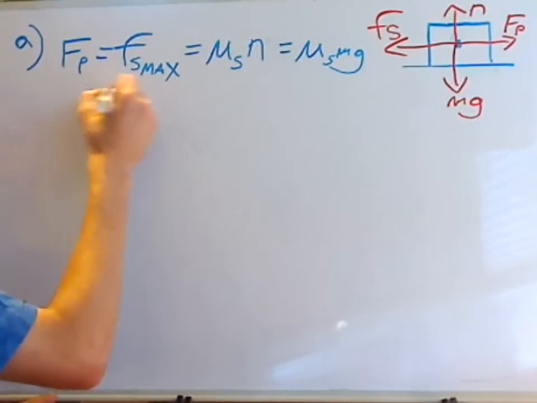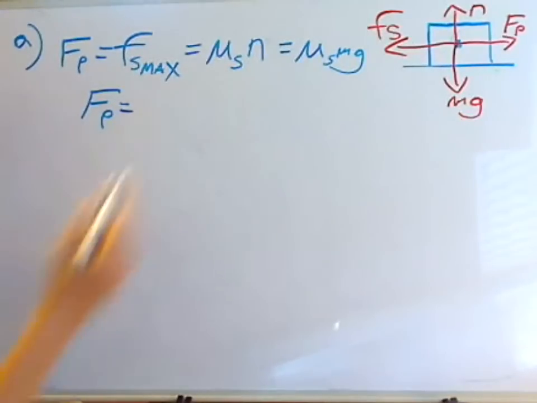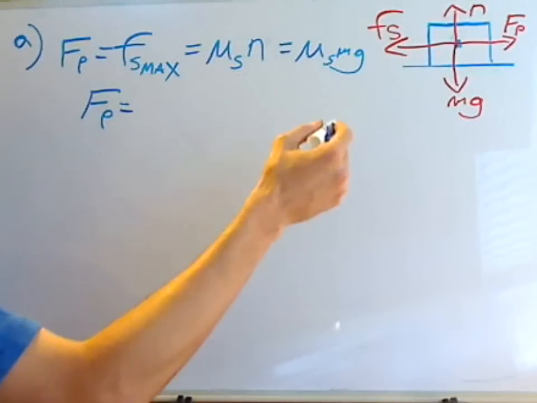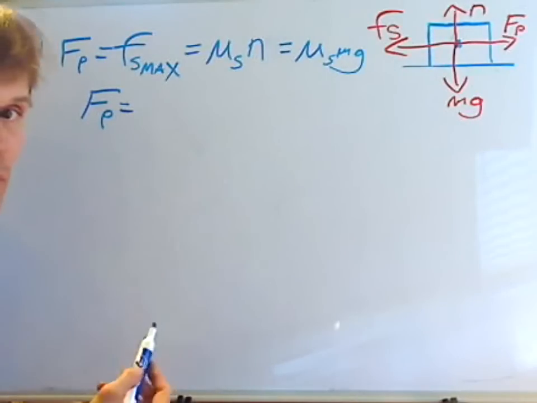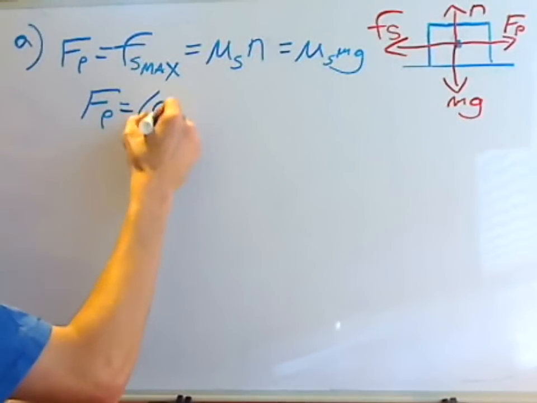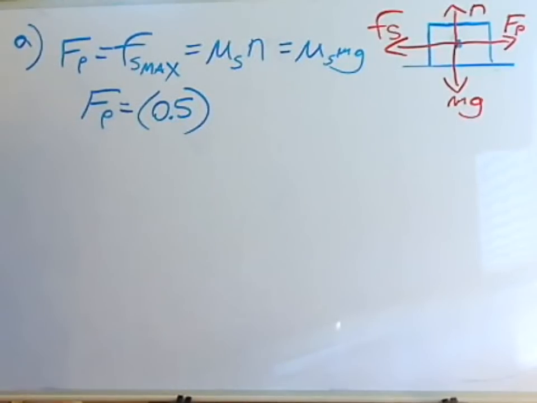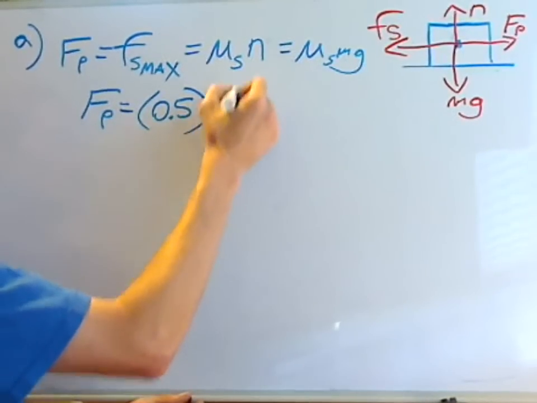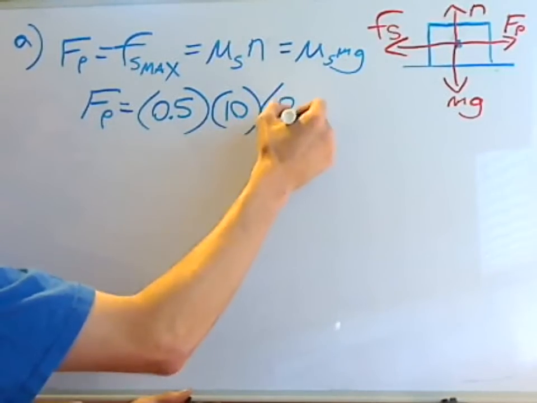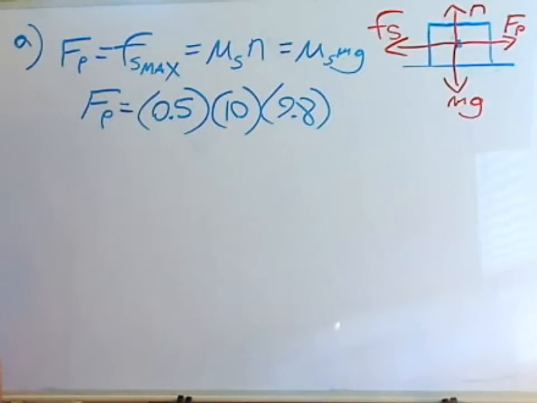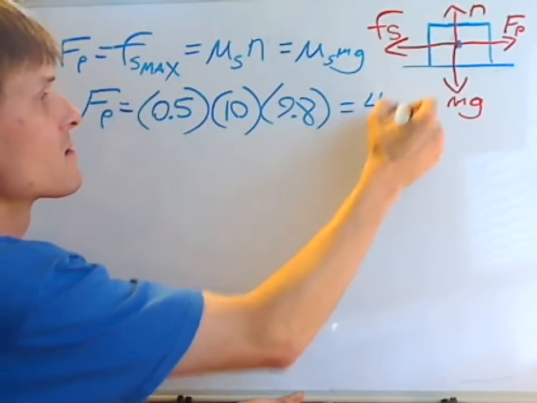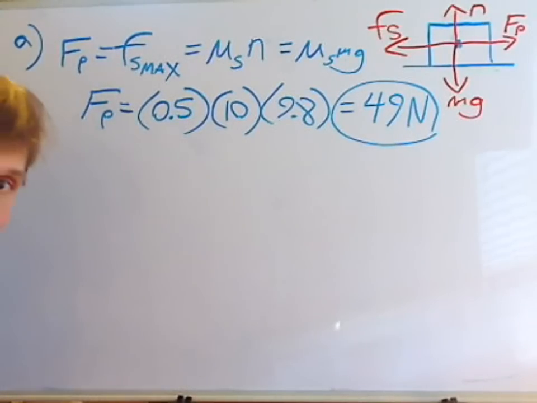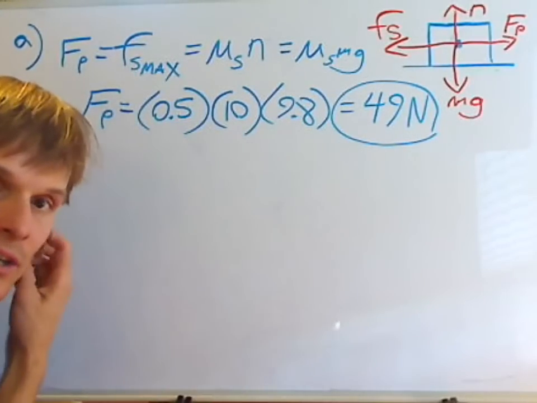So the force with which we need to push then, the coefficient of static friction, you need to look this up in your textbook. The coefficient of static friction for wood on wood, so this is a wood box on a wood floor, is 0.5. Mass of the box is 10 kilograms. G is 9.8. So you multiply those out and you get 49 newtons. So that's the force with which you need to push to make this box start to move.